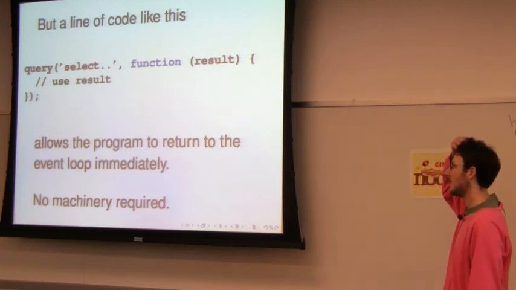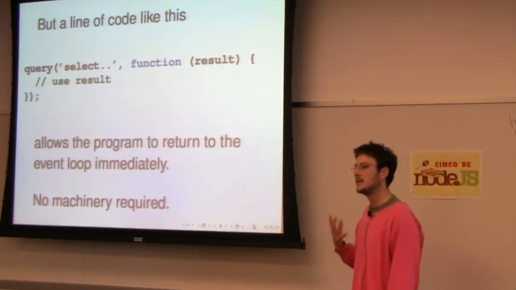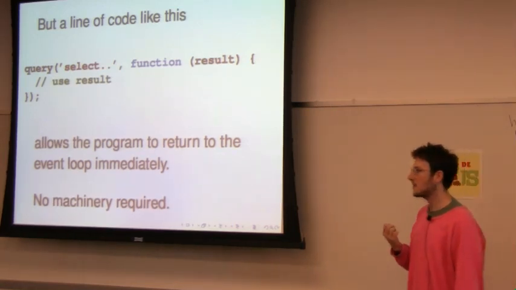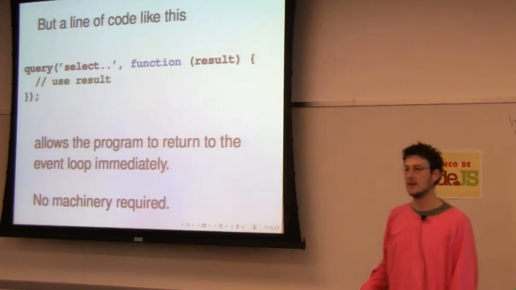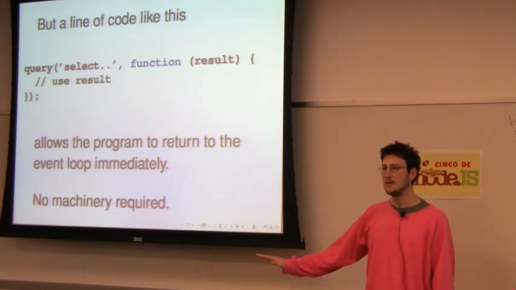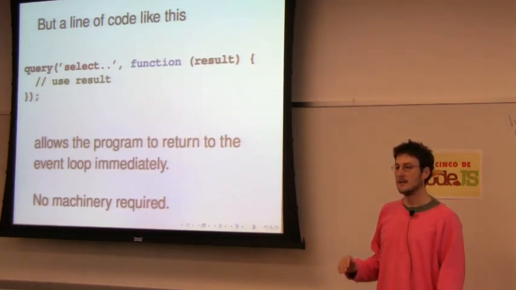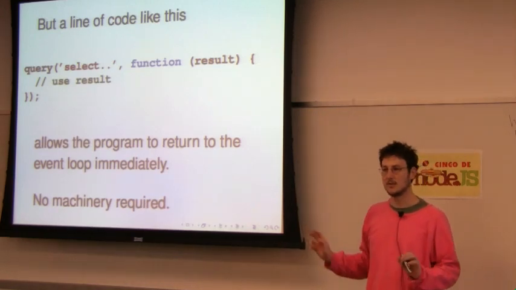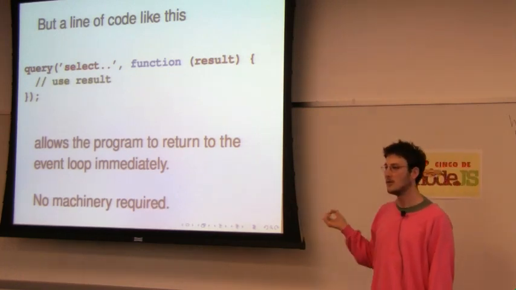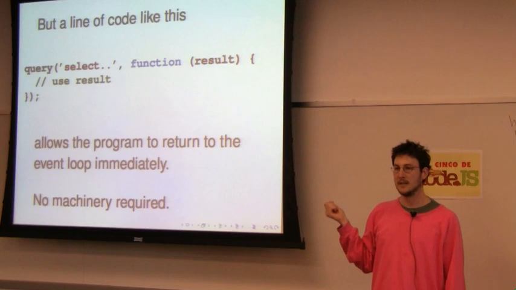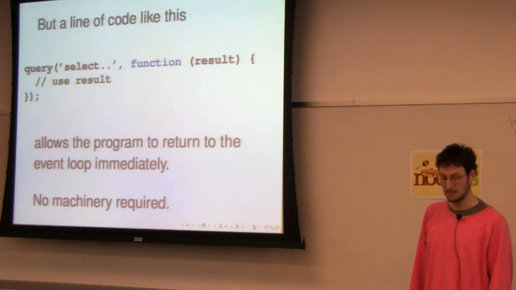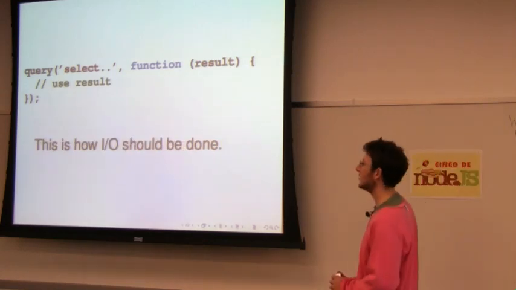But if you had a line of code like this, where you made the query and then you gave a callback to that function, the interpreter can run right through that, right? It can make that query, write it to the kernel send buffer, and then keep going and start doing other things. It doesn't need to wait for Los Angeles to respond. There's very little machinery here. All it is doing is holding a pointer to that callback and then telling the kernel to inform us when that response comes back. So this is how I/O should be done.